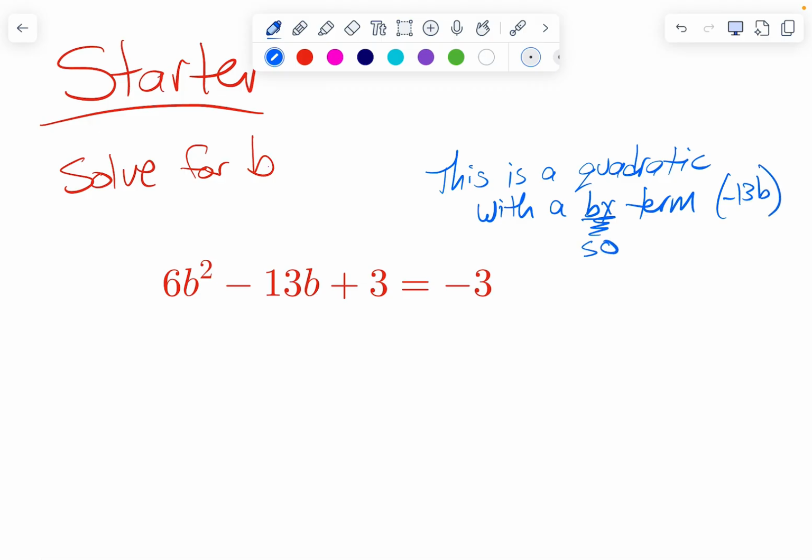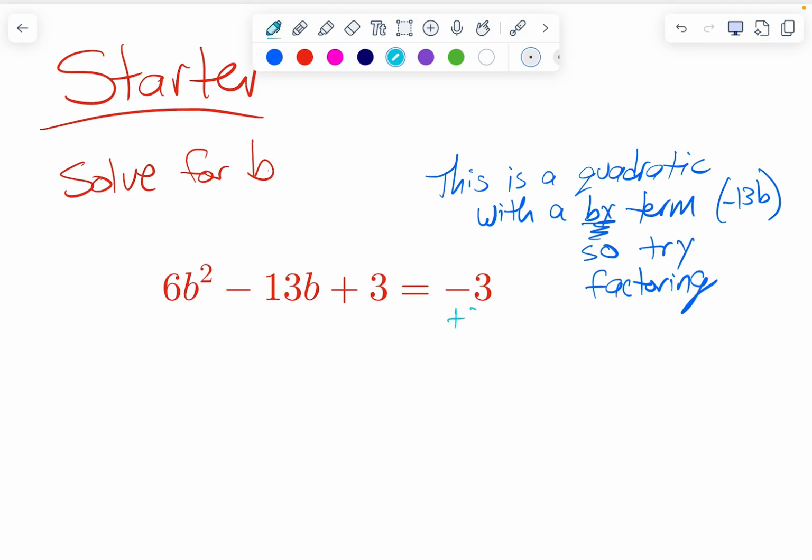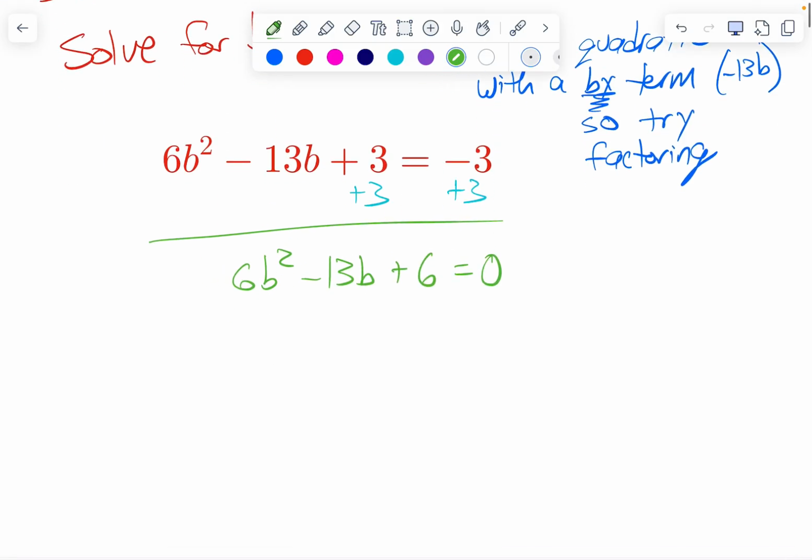So what's our method of choice when we have a bx term? At least to start. Well, that's part of the process, but factoring is the method, right? And yes, we need to set it equal to 0 first, so add 3. Good. All right, and then, hopefully you checked for a GCF.